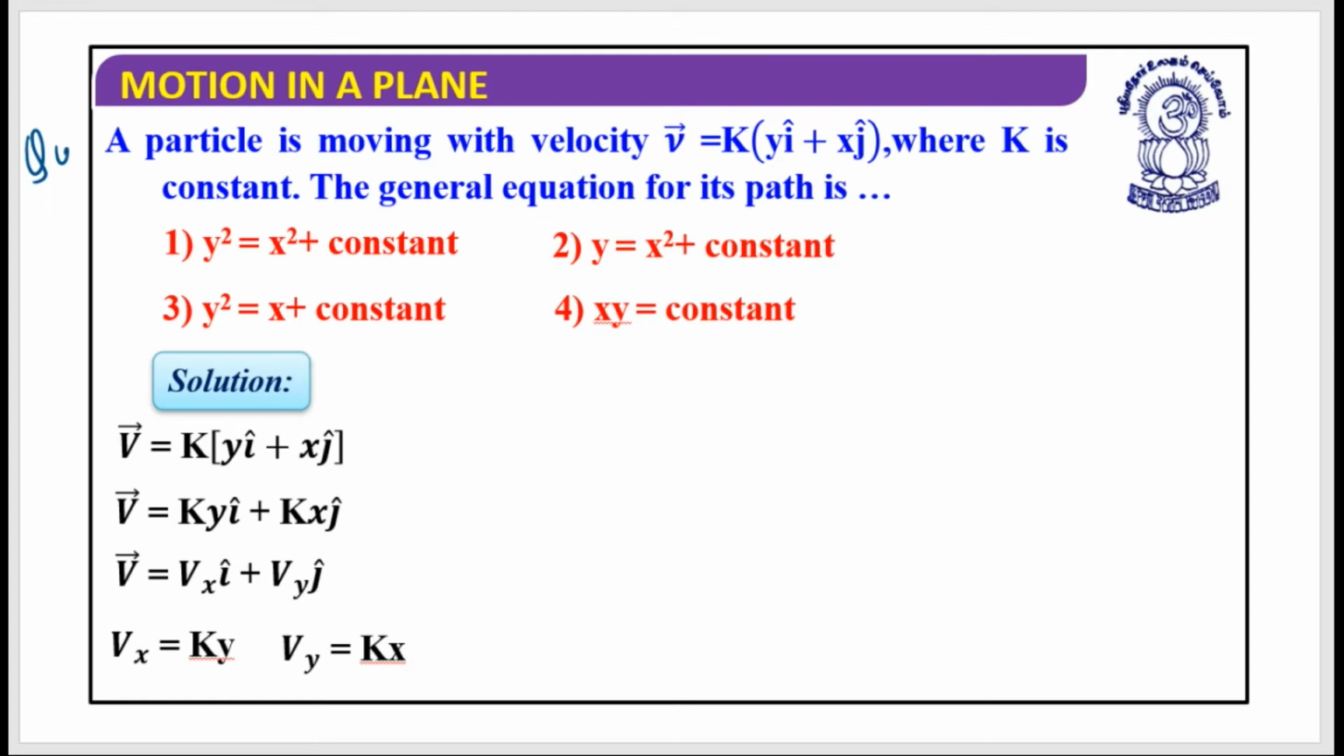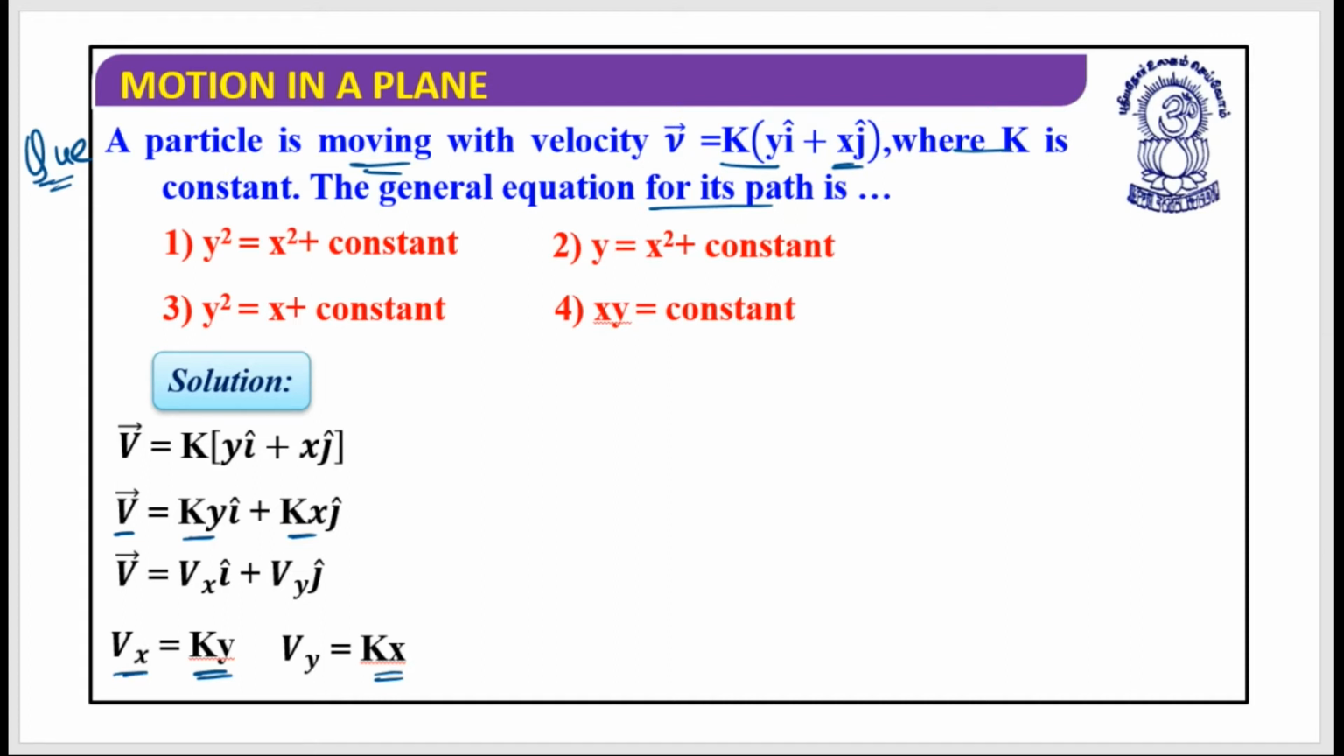The question is, a particle is moving with velocity of ky i cap plus kx j cap, where k is a constant. Find the general equation for its path. Okay, so how can you do this? So what you need to understand is that v is equal to, this is ky and kx. That means they have given vx, which is equal to ky, and vy, which is equal to kx.